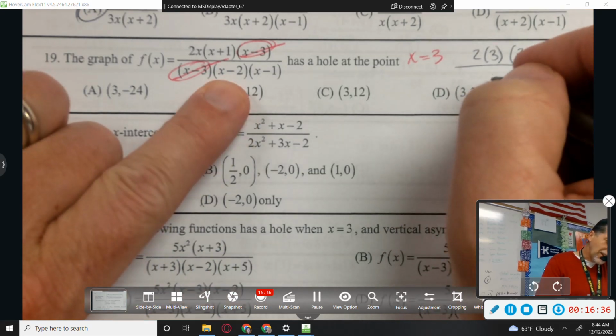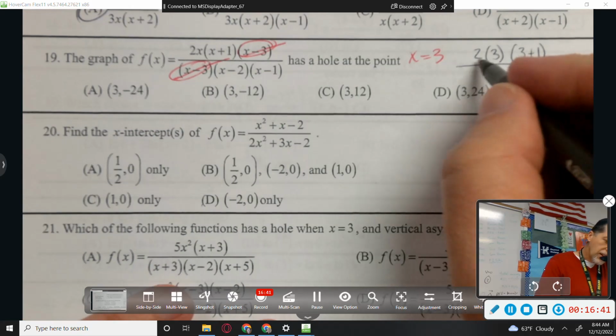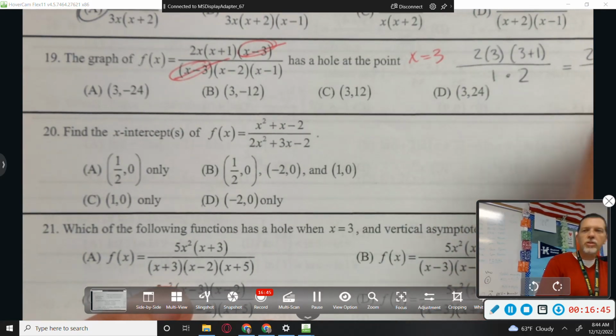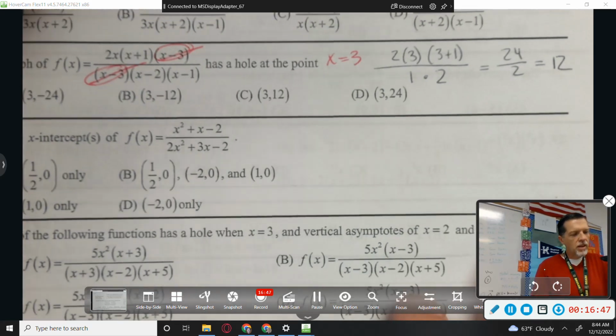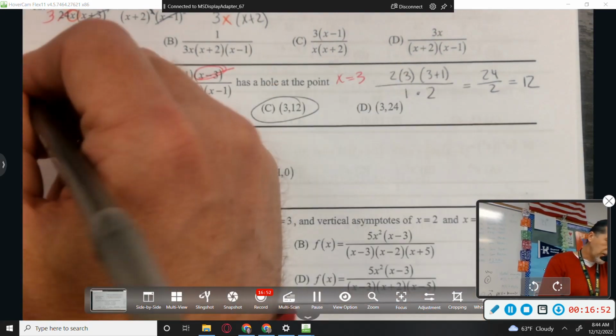See, 3 minus 2 is 1. 3 minus 1 is 2. 6 times 4 is 24. Over 2 is 12. So x is 3, y is 12. Answer choice C.